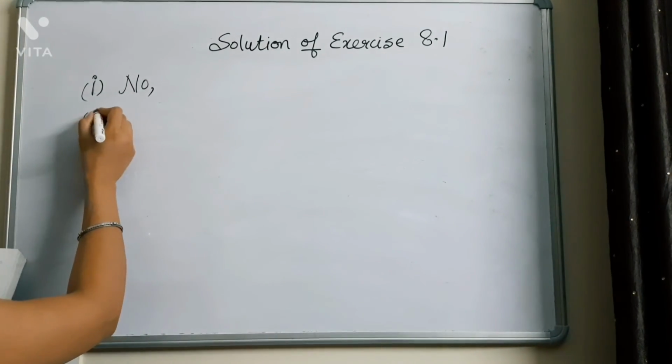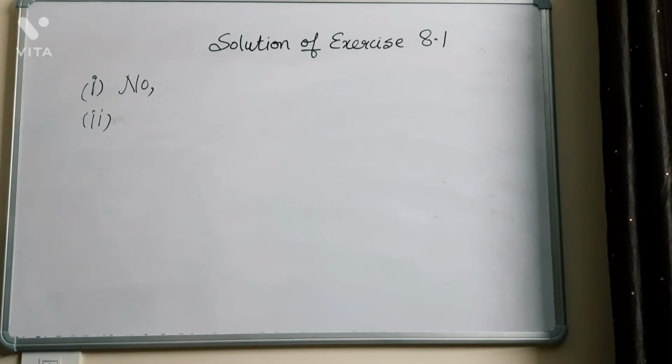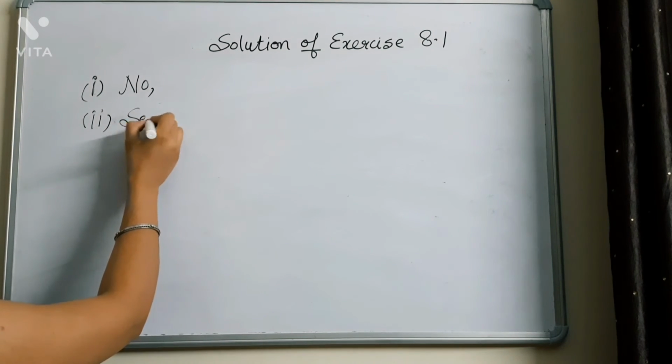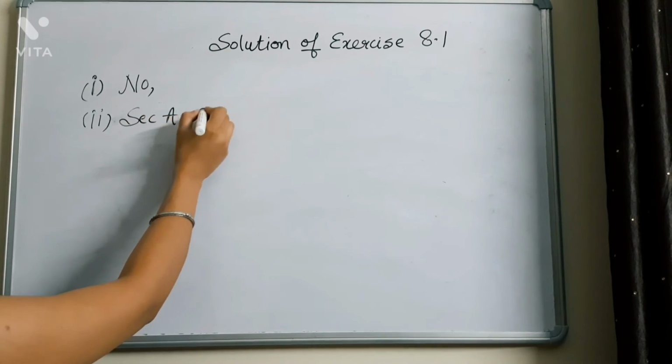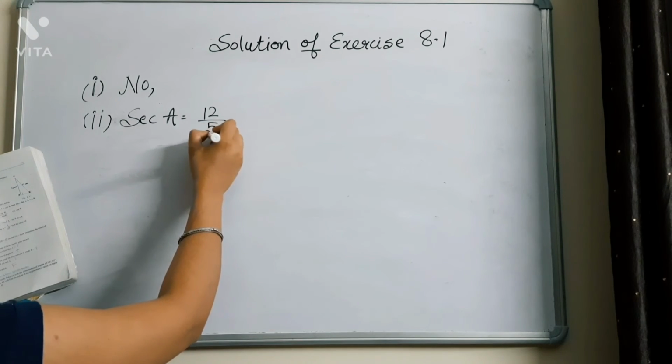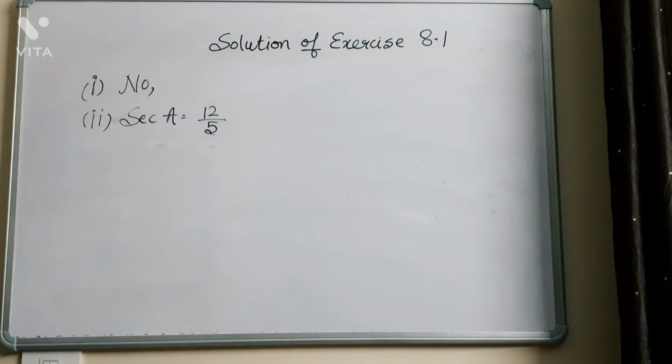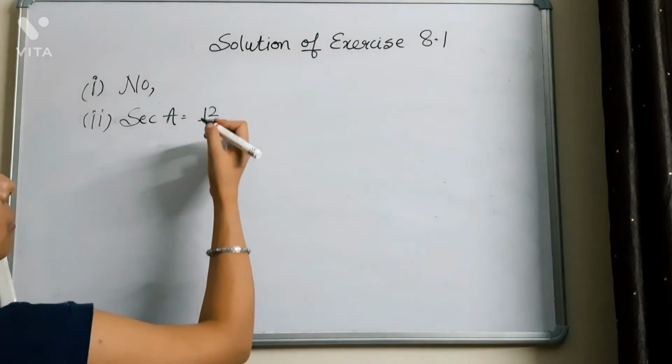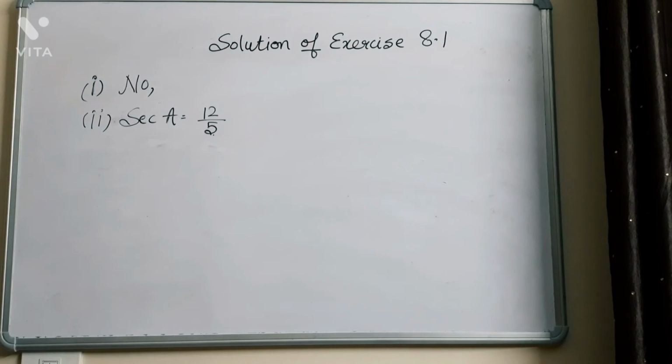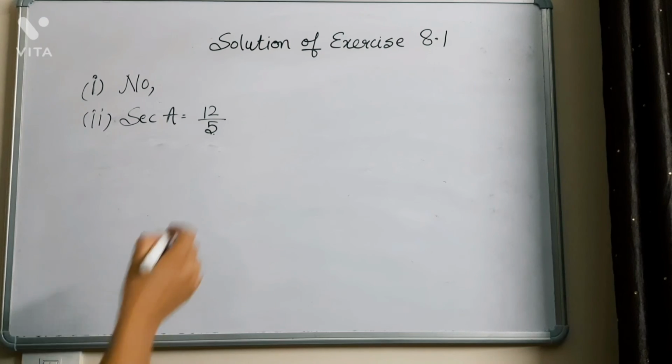Now question number 2. Secant A is equal to 12 by 5 for some angle A. Yes, secant theta can take the value 12 by 5 for some angle A. It can be greater than 1. So write it as yes.